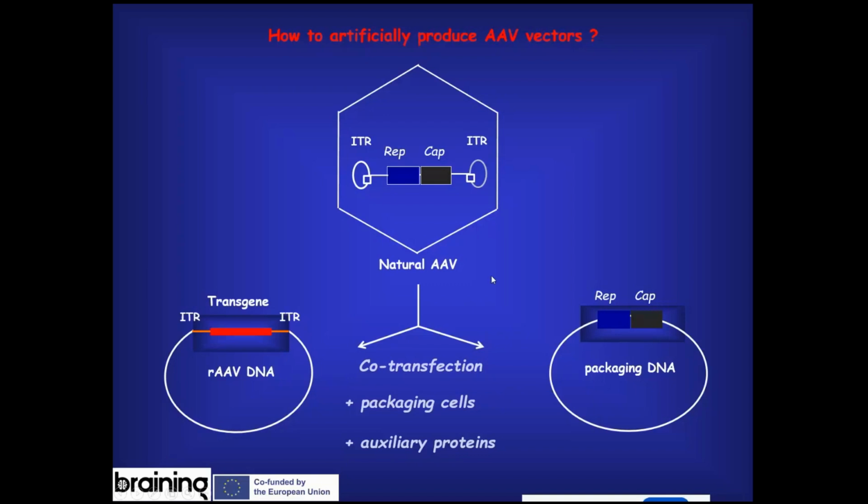So what you can do to produce this virus is to have a viral DNA where you have your transgene between the two ITRs. Here you have your promoter, your gene of interest, your protein signal, whatever you want. You have to put it between the two ITRs. And you can provide the rep and cap genes with another plasmid. If you do the co-transfection in what we call packaging cells with other auxiliary proteins, you can generate an AAV which will have the transgene you want.